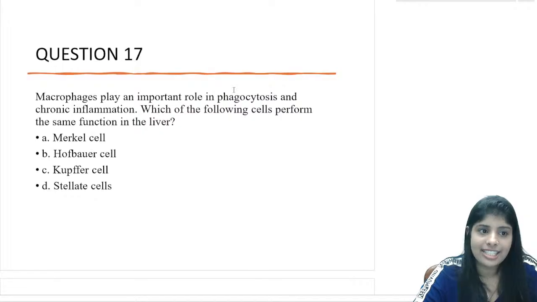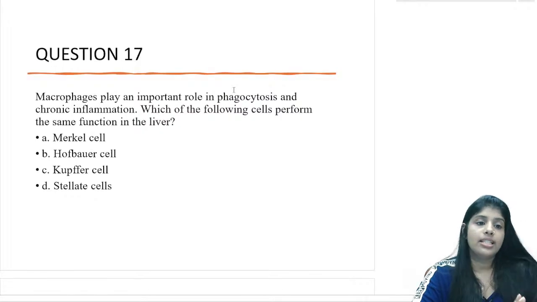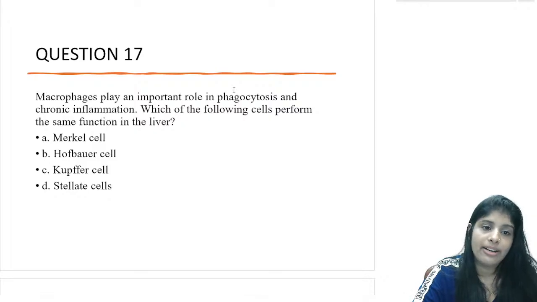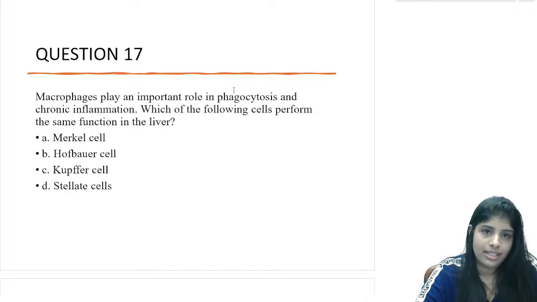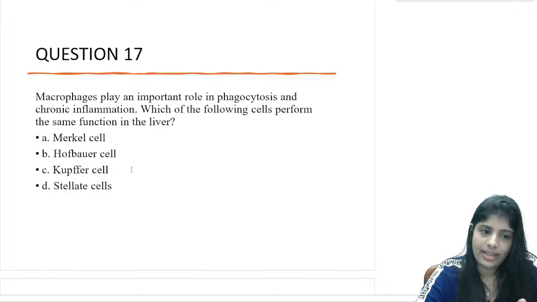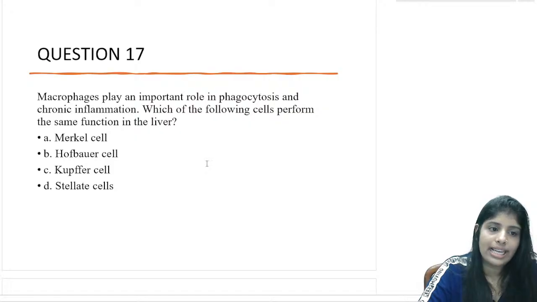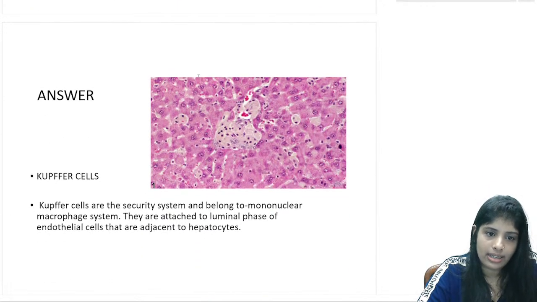And next is question number 17. Let's read. Macrophages play an important role in phagocytosis and chronic inflammation. Which of the following cells perform the same function in the liver? When it's liver, it's always the Kupffer cells. It's a very easy question, but these easy questions help you score very well. You can see the Kupffer cell here.